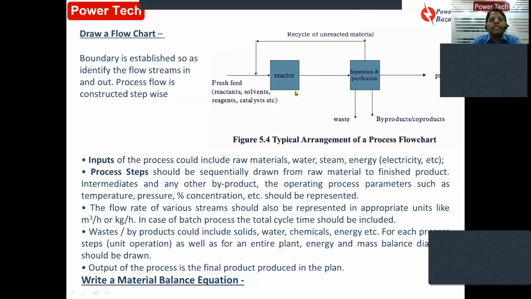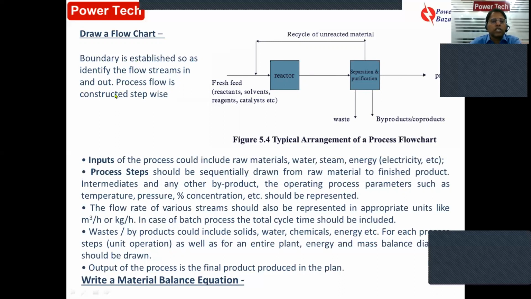You have to draw lines, you have to draw blocks, showing how the material is going in, and what the recycle or feedback material is coming out of the process and is recharged again. Sometimes scraps, in case of a steel melting shop, come out and are recharged. Some waste material also comes out and is re-entered into the process, and you get a final product. So the boundary is established so as to identify the flow streams in and out. So you have to understand what are the in and what are the out materials.